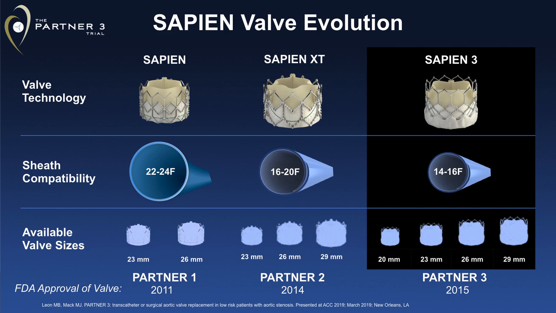but it's gotten improvement over time, and that's huge because the bigger the catheter sizes, the more the risk of complications and bleeding from the vascular access. And additionally, the sizes of the valves have increased over time, so we started off with only 2 sizes, then 3, and now in the PARTNER 3 trial we have 4 different size options.